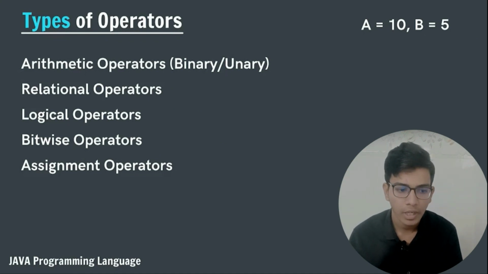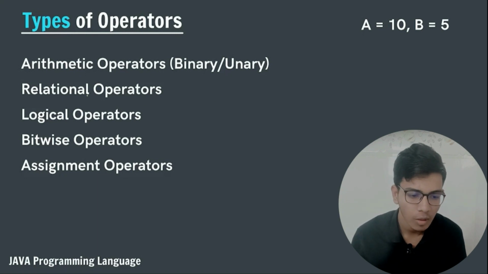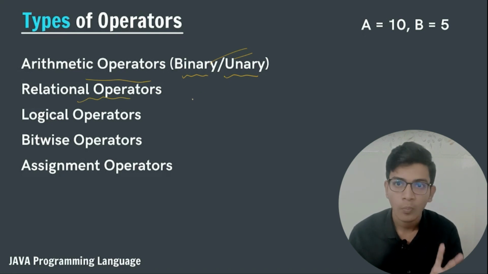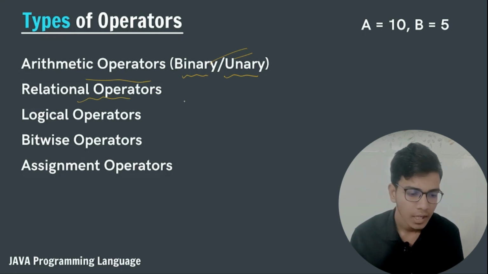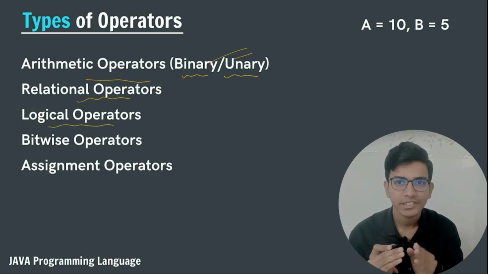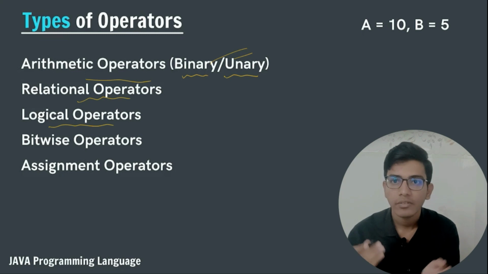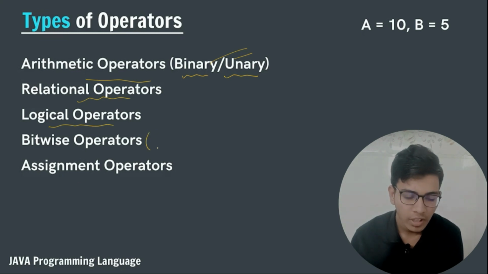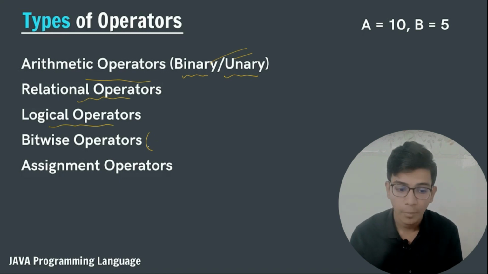Talking about types of operators, we have different types of operators in Java, like arithmetic operator. In arithmetic operator we have two things, binary and unary operator. We will study that in the next video. After that, relational operator is nothing but comparison between two statements or two elements. And logical operator is nothing but building some kind of logic based on different given statements. And bitwise operator, well, we will study later in our upcoming chapters.